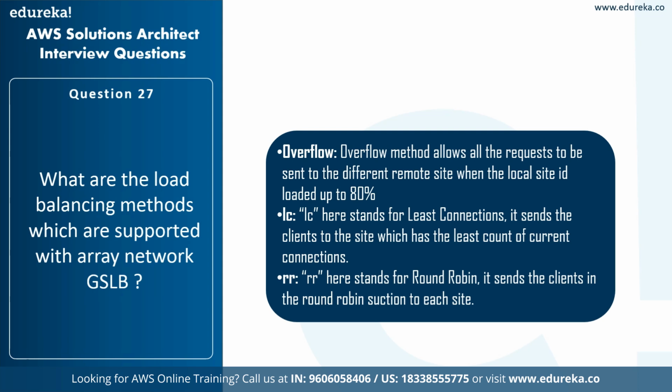Next is the LC. LC basically stands for least connections. It sends the clients to the site which has the least count of current connections. And next we have the RR, which stands for round robin, and it sends the clients in a round robin fashion to each site. So these were the different load balancing methods supported with Array Networks GSLB.